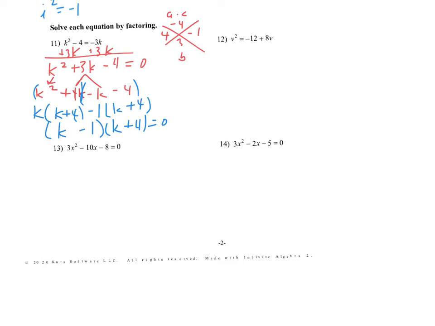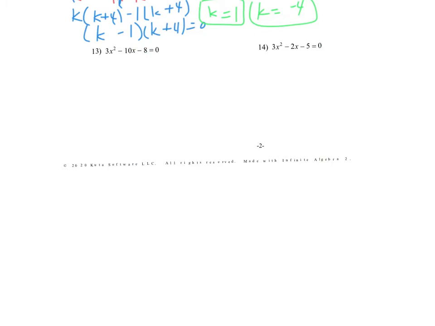All right, remember we're solving now, so we have one more step here, which is to set these equal to 0 and solve. So k minus 1 and k plus 4 equals 0. So I will add 1 here, and k equals 1. And then I would subtract 4 here, and k equals negative 4.